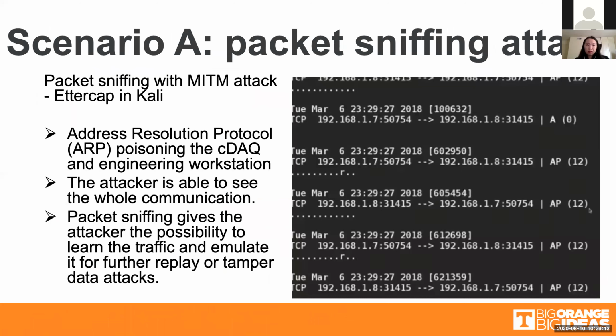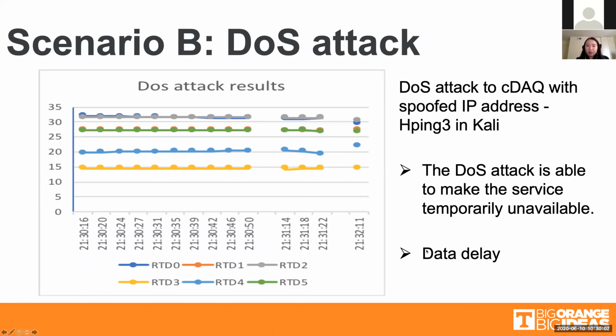And then let's talk about the attack I did to the testbed. The first scenario is a packet sniffing attack with man in the middle using Ettercap in Kali. So it is an ARP poisoning to the NI chassis and the engineer workstation. As this figure showed, after doing the man in the middle, the attacker is able to see the whole communication between these two hosts, the chassis and the engineer workstation. So from this, we can know that packet sniffing gives the attacker the possibility to learn the traffic and emulate it for further attacks.